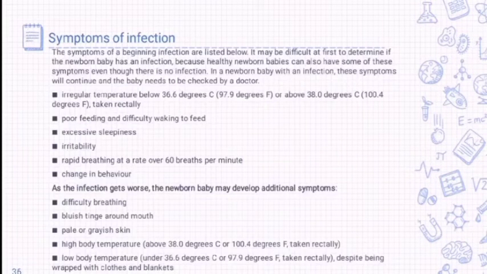There are symptoms of infection in the young infant: poor feeding and difficulty or weakness in feeding, excessive sleepiness, irritability, change in behavior, difficulty in breathing, pale or greenish skin, and high body temperature above 38 degrees Celsius.